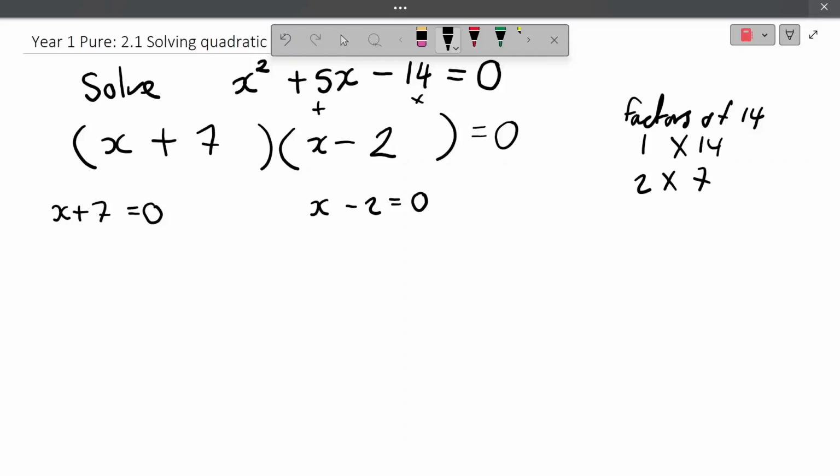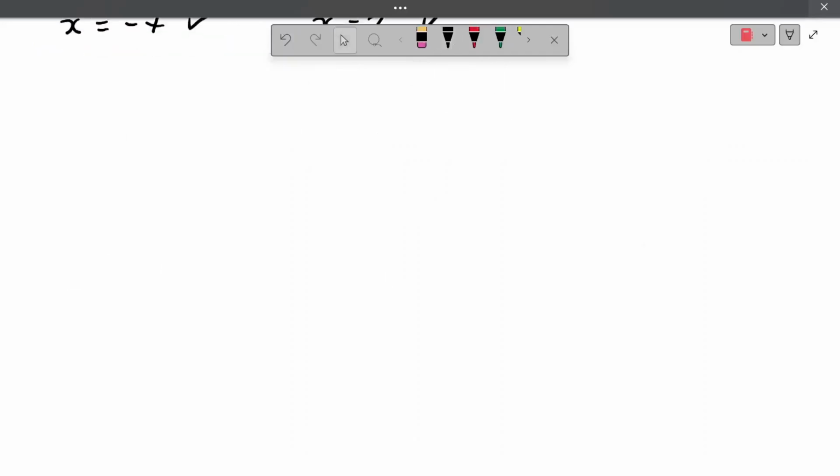We haven't quite finished, because what we need to do is get x on its own. So to get rid of this plus 7, we take away 7. So you have x equals minus 7. And here we plus 2 to get rid of the 2. So you get x equals 2. And that is our answers. Now with these quadratics, often there are two answers, occasionally one, and occasionally there aren't any answers at all. So let's do another example.